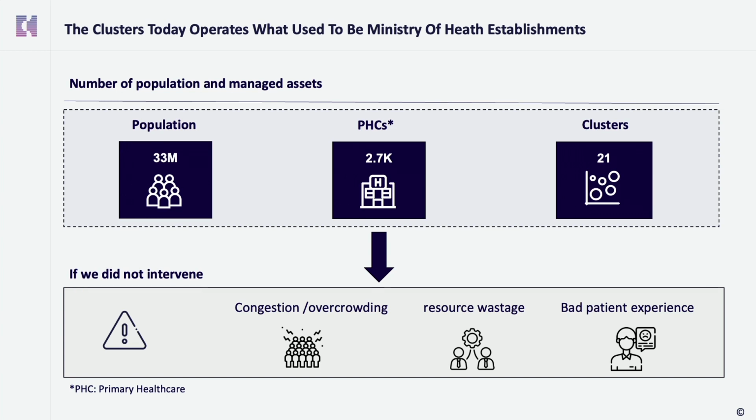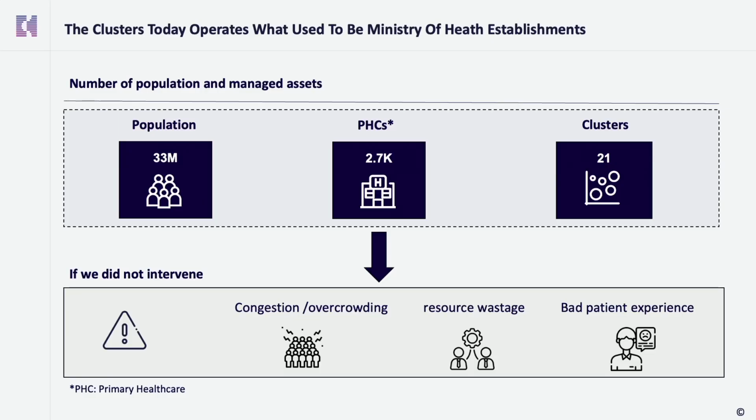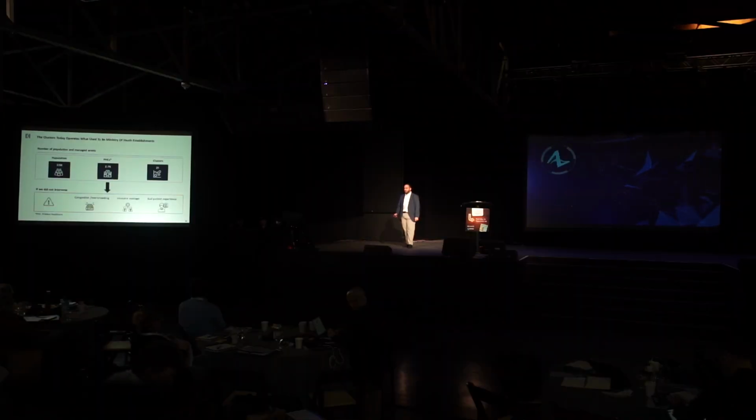What would happen if we do not intervene? First, congestion or overcrowding. There are some establishments that have high demand, but not enough resources. The second problem we may face is resource wastage. Some primary health care centers are in areas where there's no demand, so there's very low utilization for such centers, and there will be wastage of some resources. And last is bad patient experience, whether because of the waiting and overcrowding, or because they have to go to primary health care that is far away or not convenient to them.